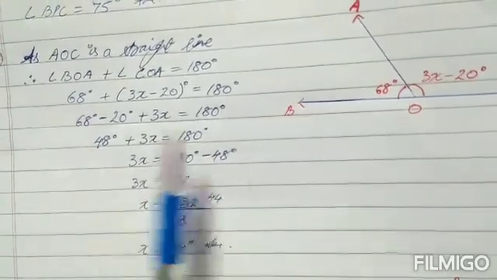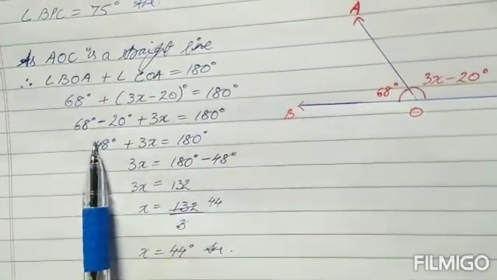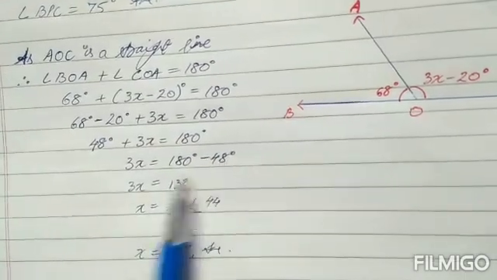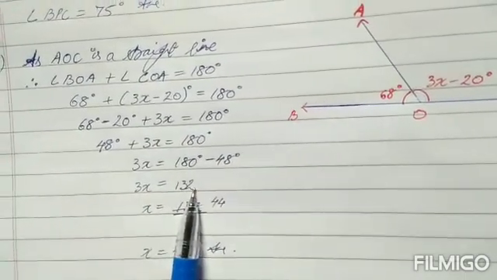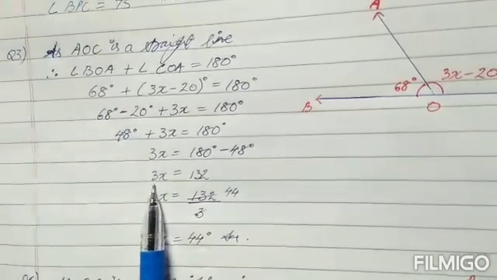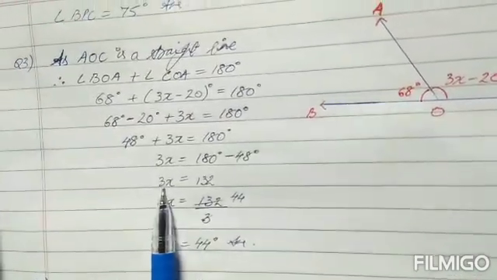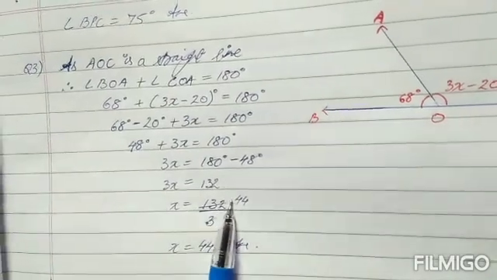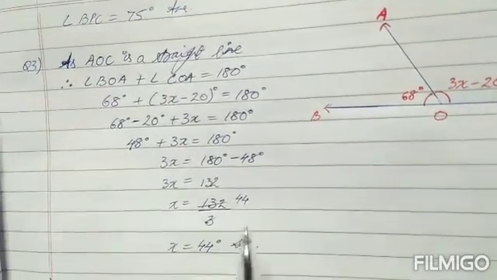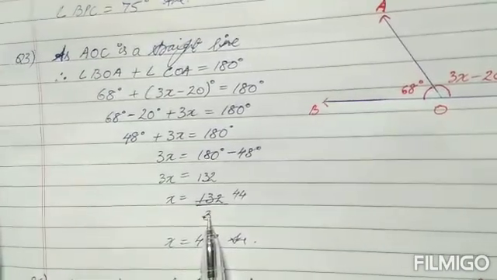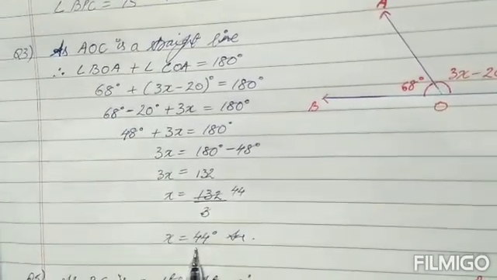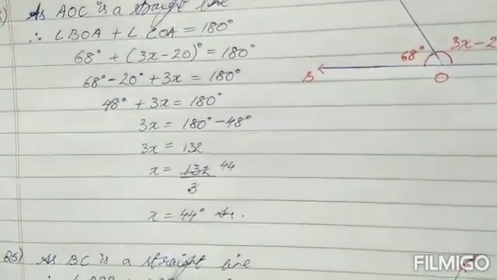Now this 48 will be taken to the other side. So this plus 48 will go as minus 48. 3x is equal to 132 and x is equal to... this 3x means 3 into x. So the multiplication sign, when it goes to the other side, will change to division. So 132 upon 3, you reduce it to get the answer of x as 44 degrees.